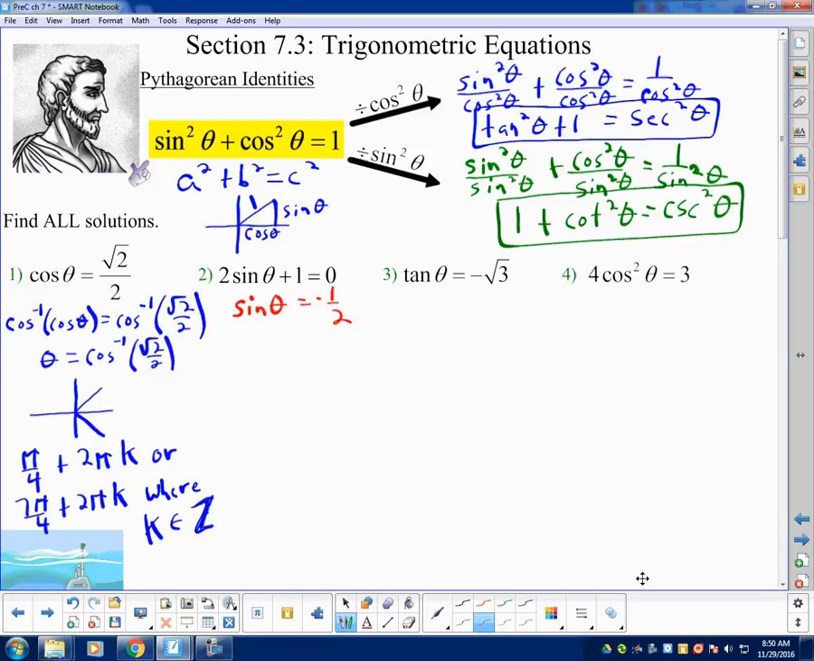And after this first one, we're not going to keep showing that we're going to take inverse sine of each side. We can do that, I think, in our heads and say that theta has to equal inverse sine of negative 1/2. So are we okay getting to that point? Theta equals inverse sine of negative 1/2.